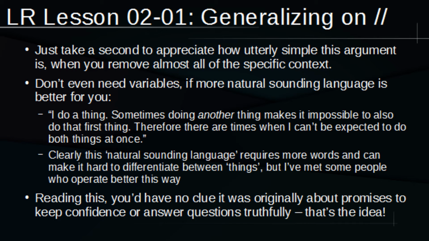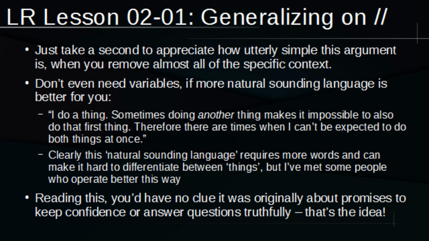Clearly, the natural sounding language, quote unquote, requires more words because we're talking in full sentences like a human being. And this way can also make it hard to differentiate between all those things, right? There's a reason why we have names for different things, because if we call everything "thing," we're not going to be able to communicate more complex ideas, right? All that being said, I have met some people who operate better this way, and truth be told, sometimes when I'm dealing with just two variables like X and Y, as we did in this stimulus, I just naturally default to this because in my head, even when I'm thinking to myself, I tend to use more natural sounding language than that algebraic sounding XYZ stuff.